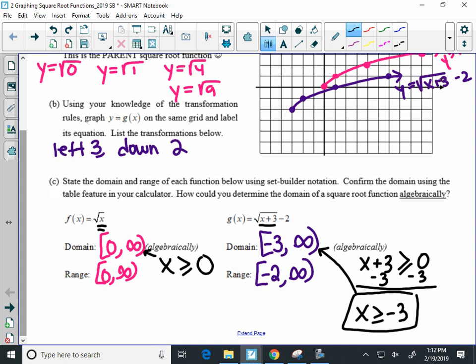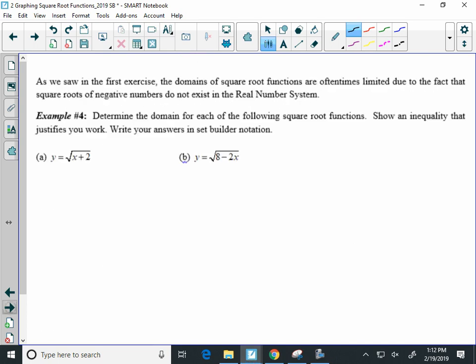All right, now, the notes kind of skip around. So I'm actually going to have you flip the page, and then we're going to flip back. But let's flip the page to example 4 here, real quick. We'll come back. Now here, I just want to kind of stick with domain, okay?